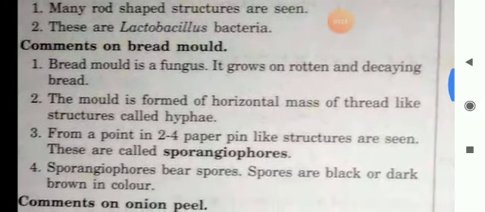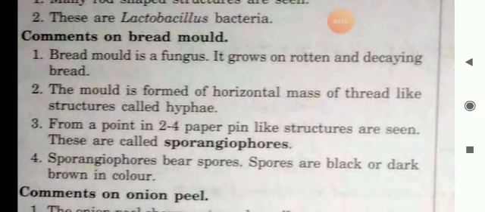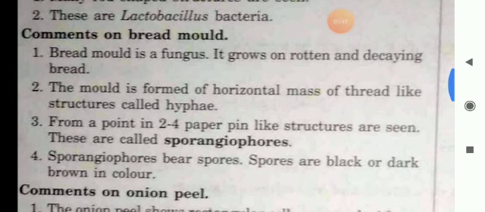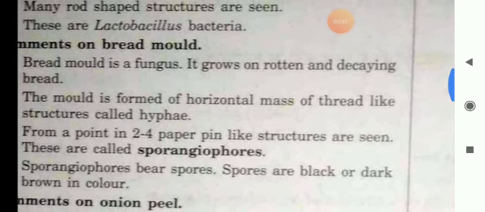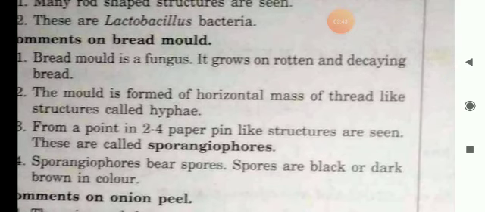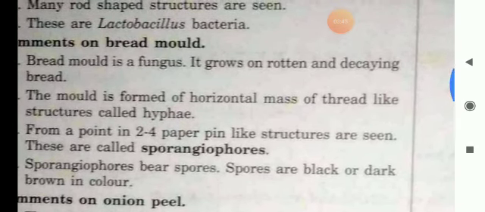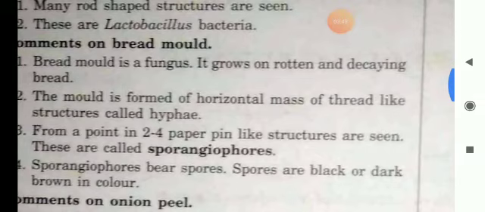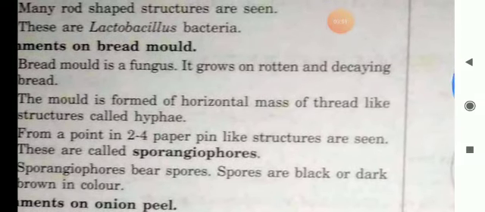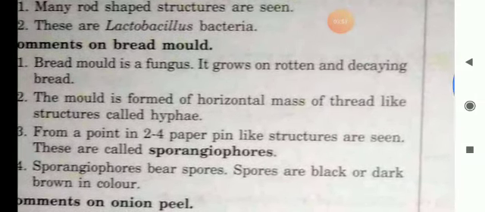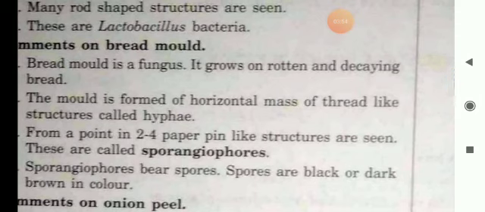Third is bread mold. If we keep a bread for 4 to 5 days or 1 week, then a green structure can be seen on the bread. That means the bread starts decaying, it gets rotten. And this is due to the mold, which is a fungus.